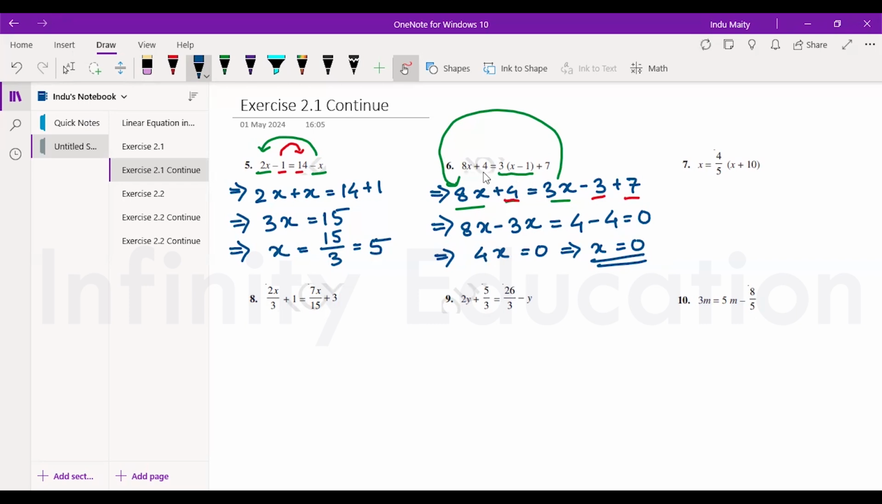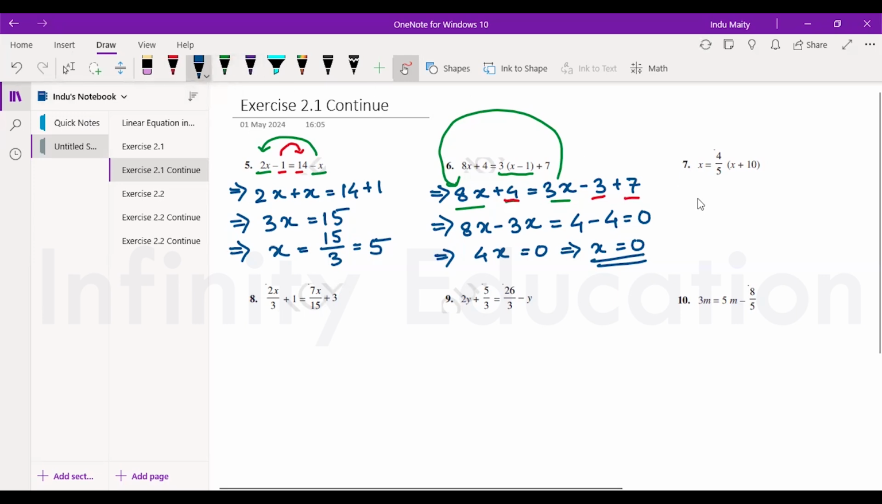And this is positive 4. And if you put x equals 0, this will be minus 3 plus 7, so minus 3 plus 7 is positive 4. So don't get confused if you get the value of the variable as 0 in any of the equations also.